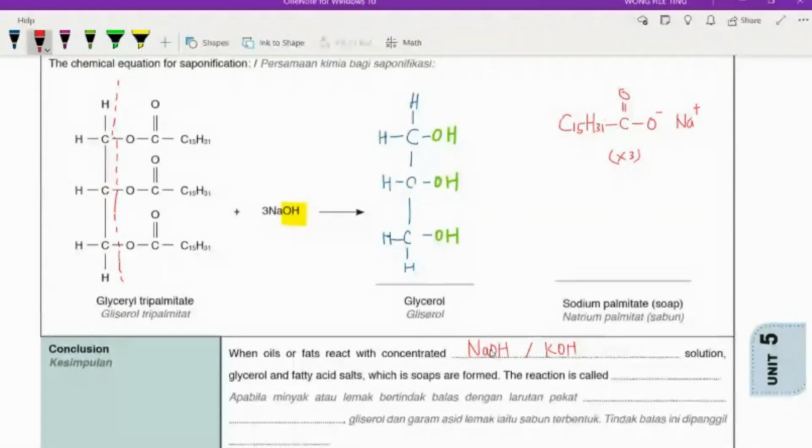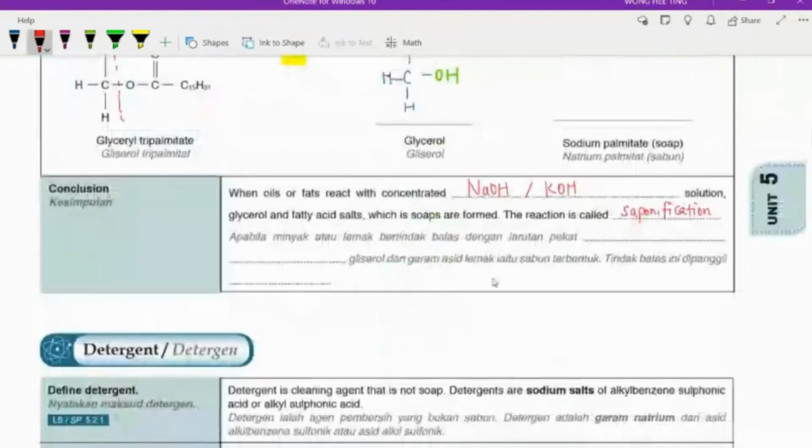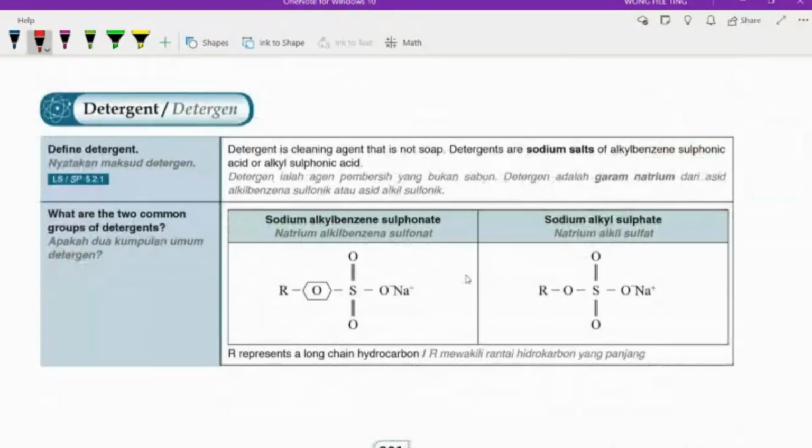Saponification. Spelling, don't get it wrong in the exam. Saponification. Another one under cleaning agent is the detergent.